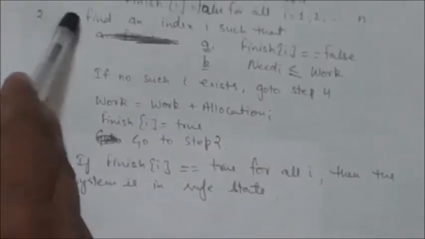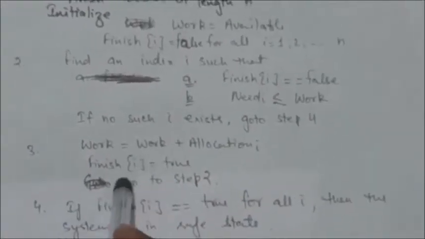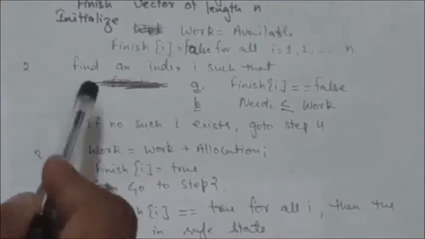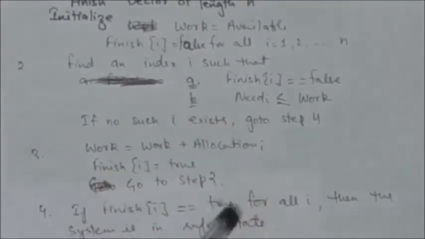And then go to step 2. After that, control will again go to step 2, and again we will find another index i which will satisfy these two properties.